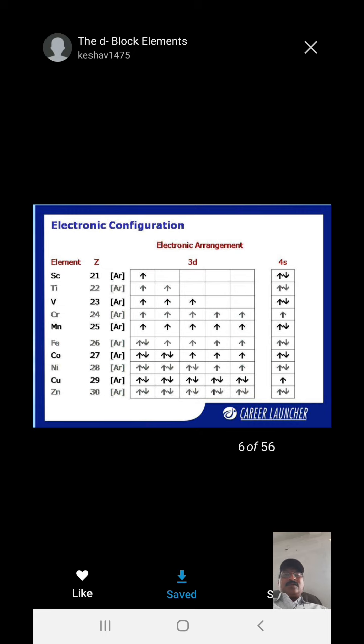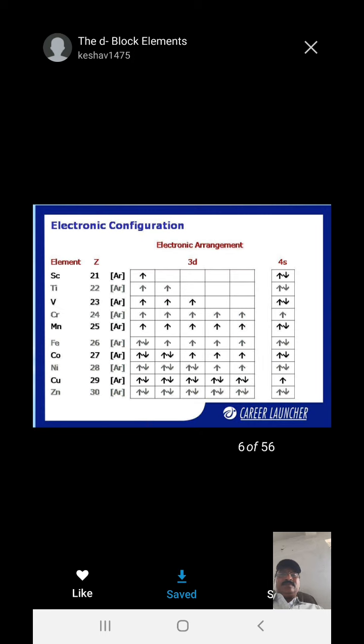So all the transition elements are d block elements, because all the transition elements contain electronic configuration from 3d1 to 3d9, but all the d block elements are not transition elements. For example, you take zinc, it is a d block element, but it is not a transition element.